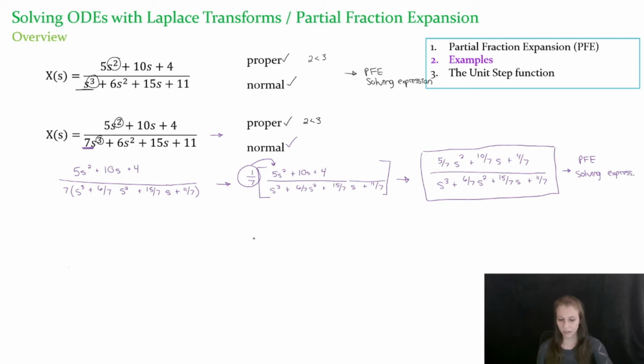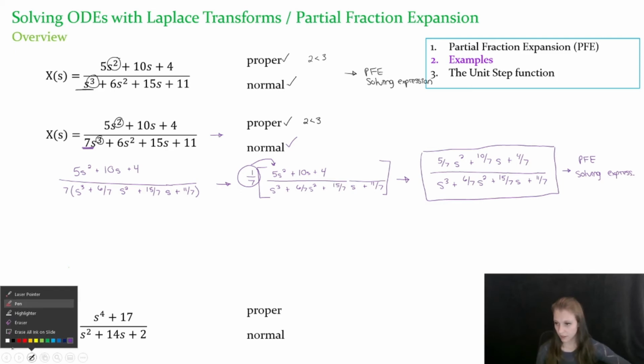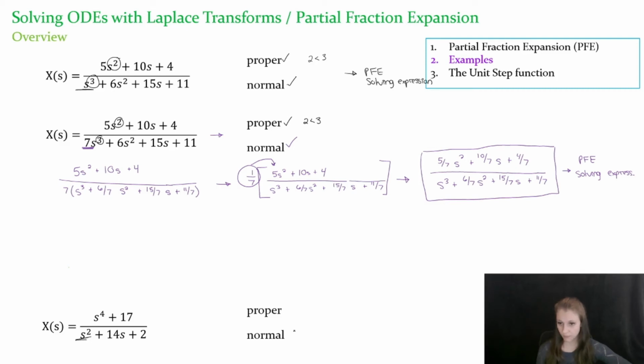Okay, so one more example. Okay, the first thing I notice is that we are already in normal form because the coefficient on our s squared term is 1. However, we are not in proper form because the highest power in our numerator, 4, is larger than the highest power in our denominator. So because 4 is greater than 2, we are not in proper form.